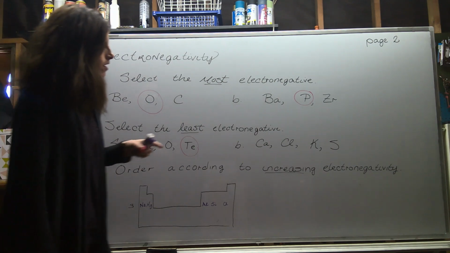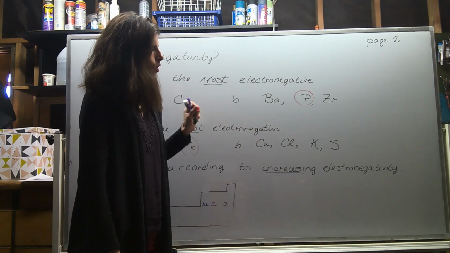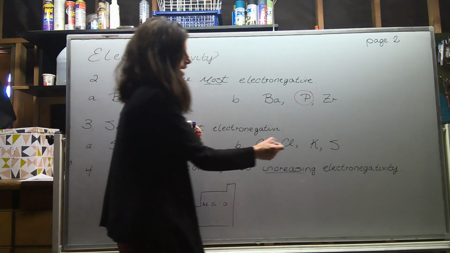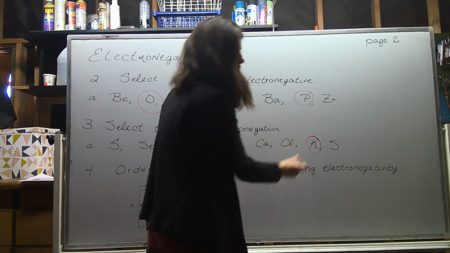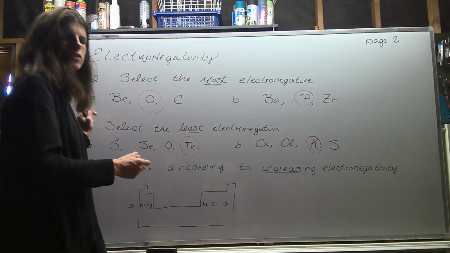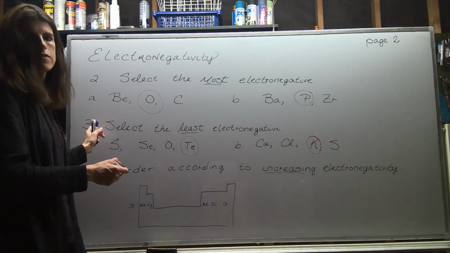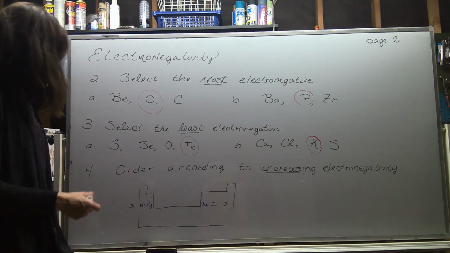And then in this set, they're all in the same row, but the potassium, because it's in group 1, all the way on the left-hand side of the periodic table, it's going to be the least electronegative. It's the farthest from fluorine.